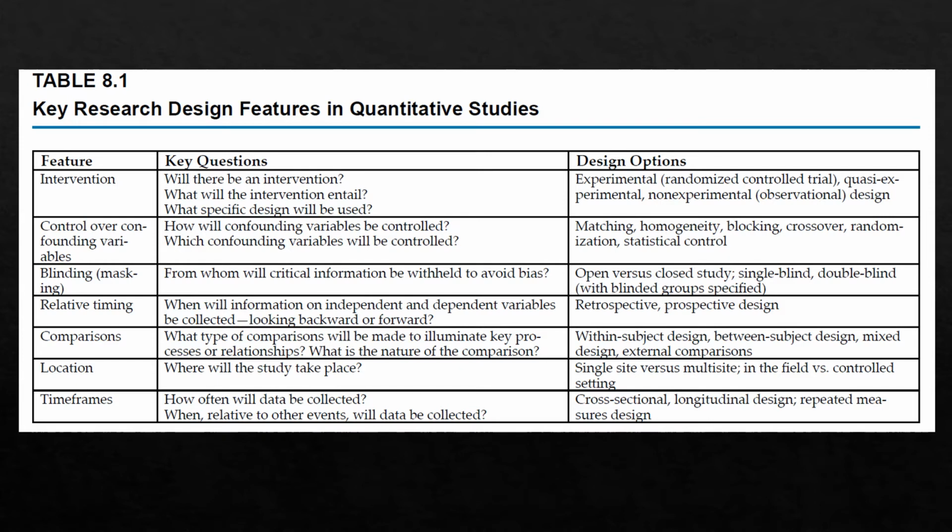So you're looking at, for example, if it's a controlled study, what will be the variables, how will you match it, homogeneity, blocking, all those kinds of things. So you can find this table in your Polit and Beck 11th edition.